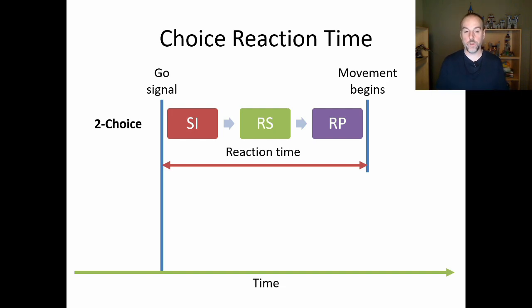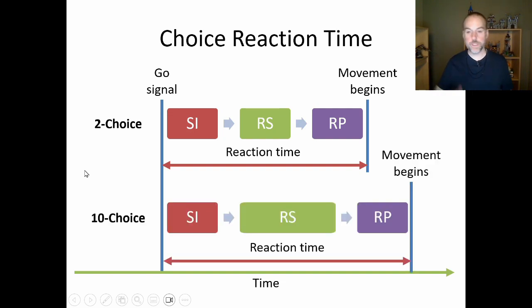And Merkel argued that what's happening, what's different between, say, 2 choice and 10 choice, is the duration of response selection. So in 2 choice, yes, you have to identify the stimulus. You then have to select a response. Okay, is it left thumb or right thumb? Once you select the response, you can program that response.